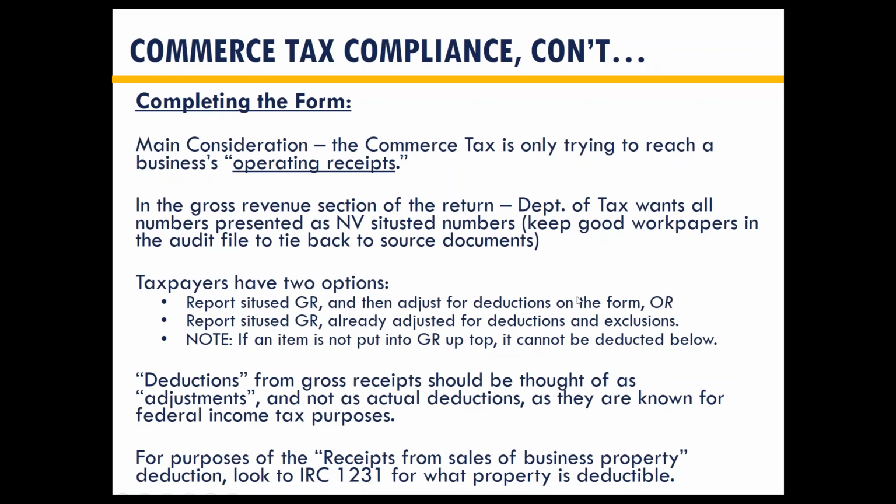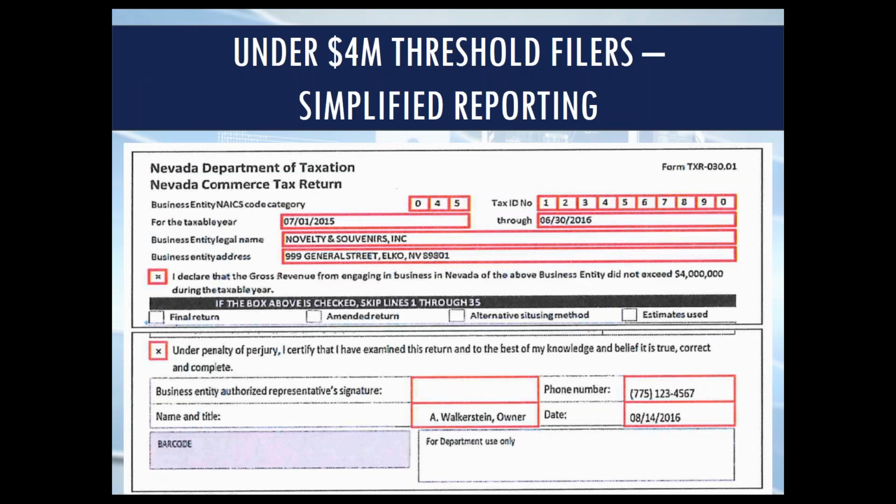Okay, I've kind of talked about this a little bit, but just something to keep in mind again. Really what the commerce tax is getting at is operating receipts. Also, do not forget that they want all numbers presented as Nevada situs numbers. So, this is a good rule of thumb anyway, but keep good work papers so that you can tie back to your source documents that those are Nevada numbers.